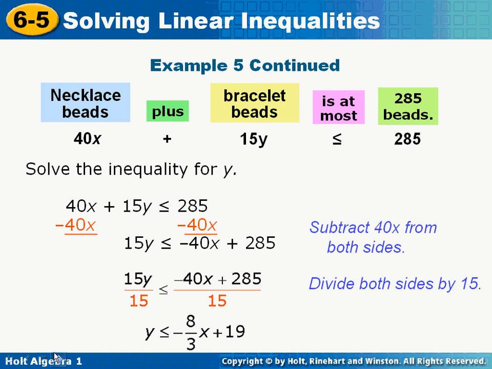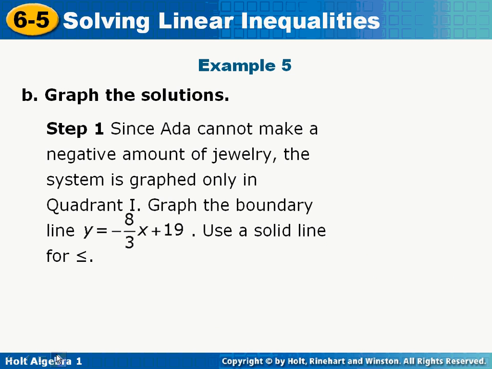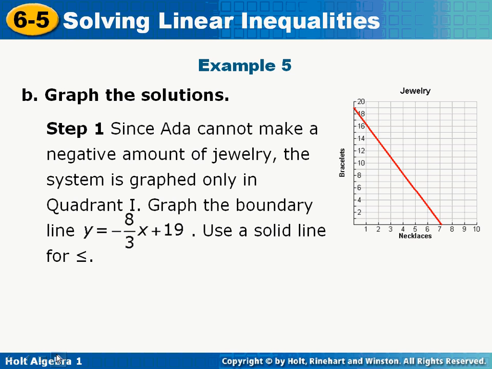Okay, now that we solved, we can draw a sketch of a graph. Since this is talking about beads for necklaces and bracelets, I can only do the first quadrant. So my next step is to graph this. I just said can't make negatives, so we're going to use a solid line. Why am I using a solid line? Less than or equal to.